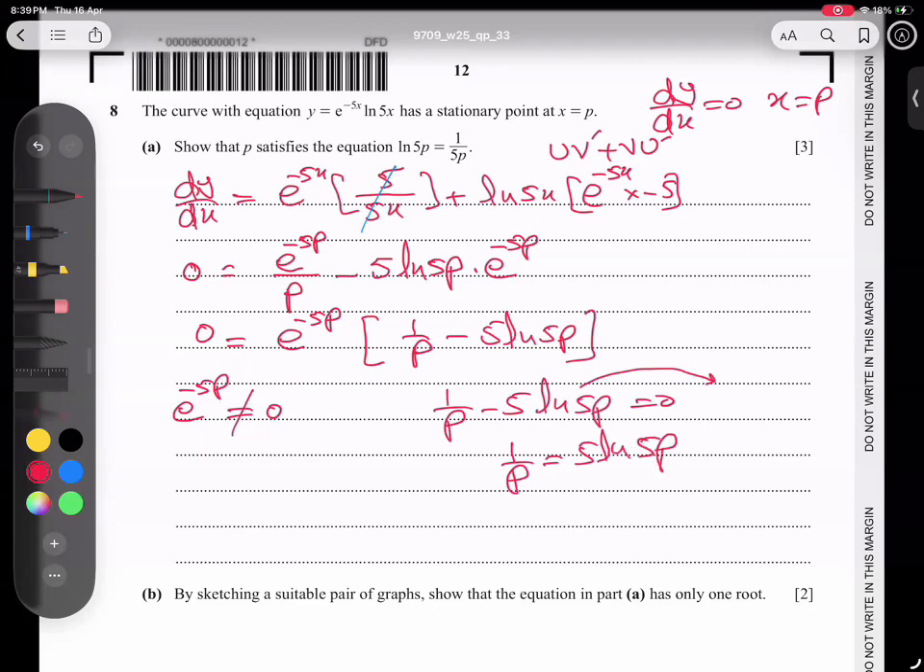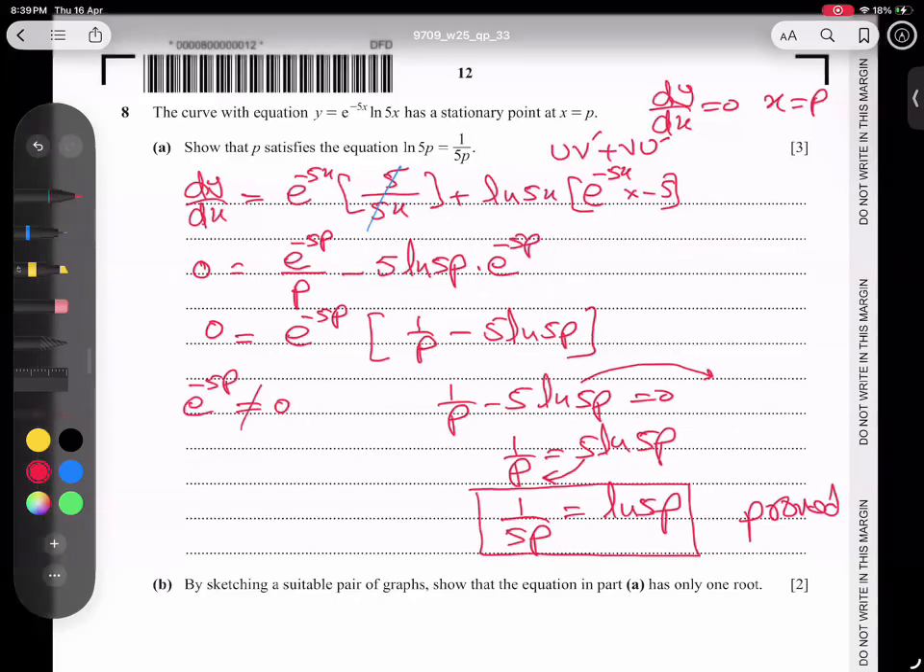So let's check it now. We have log of 5p produced. So this 5 will go to the other side and divide. So 1 over 5p equals log of 5p. So the target is achieved. Alhamdulillahi Rabbil Alameen. The answer is done. So the proving part is done.